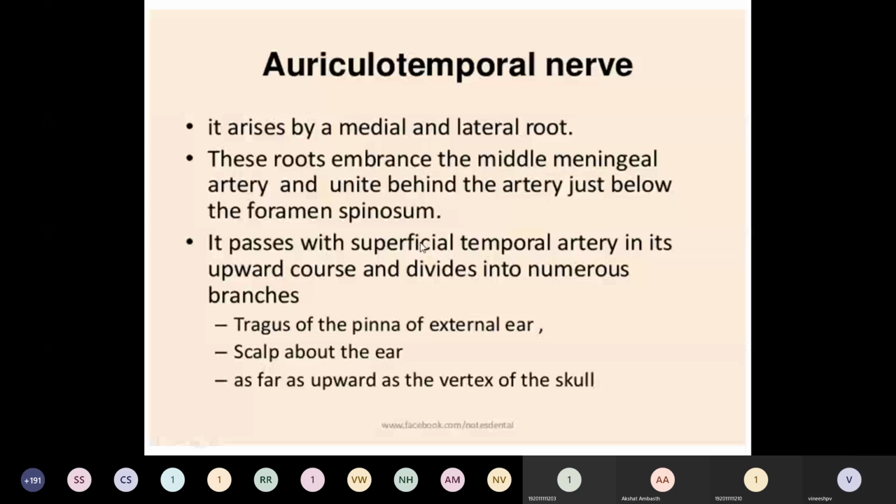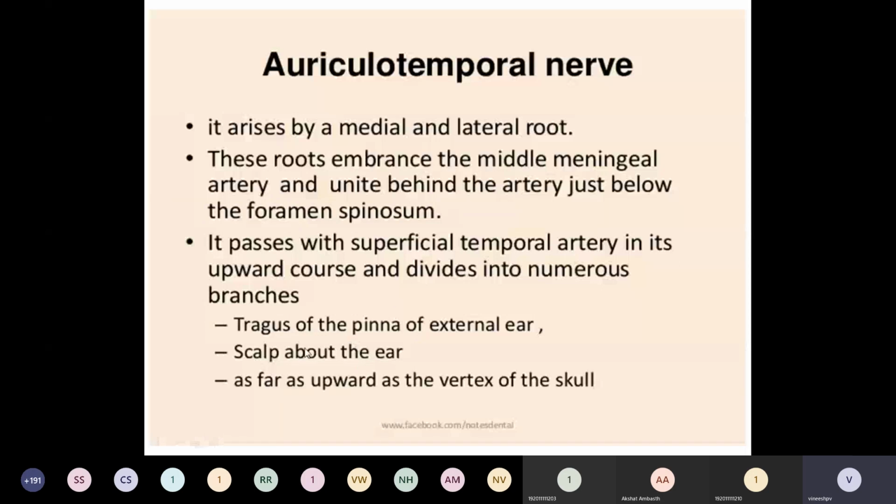It passes the superficial temporal artery. In its upward course, it divides into numerous branches, and it supplies the tragus. Tragus is nothing but the part of the ear, and it supplies in front of the ear up to the vertex of the skull. Vertex means the center of the upper part of the norma verticalis. Okay, so this is the auriculotemporal nerve.